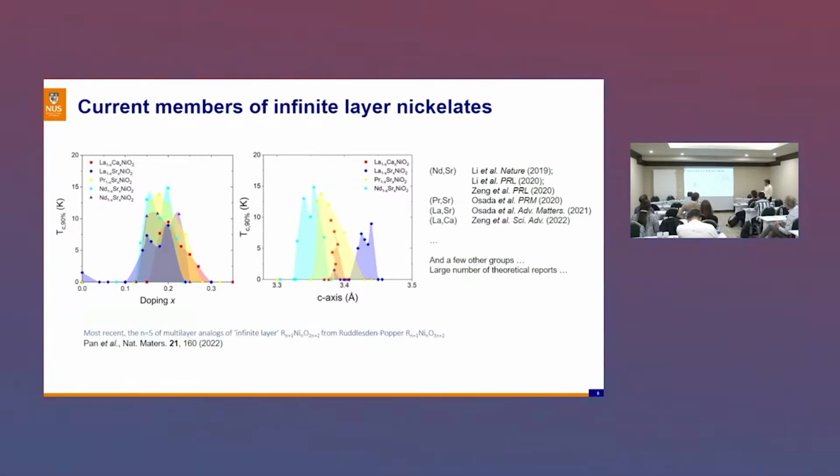And of course, there have been also a couple of other groups that have been able also to produce superconductivity in this nickel-based superconductor.